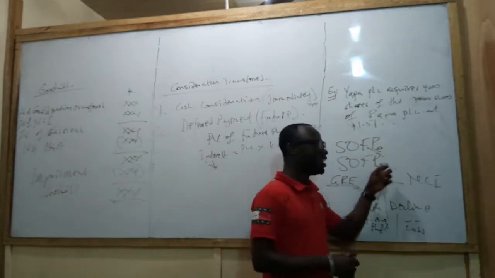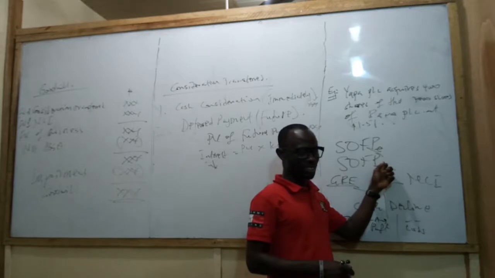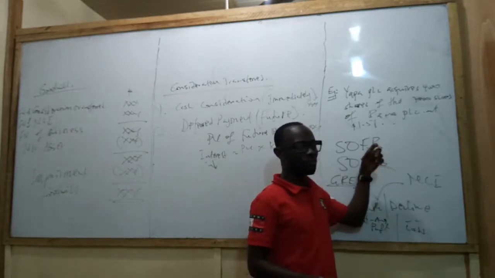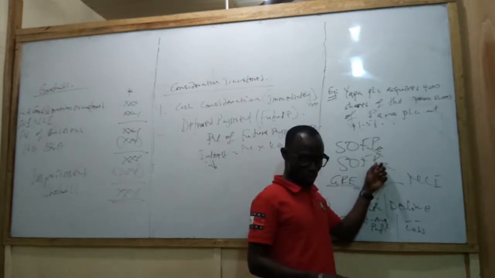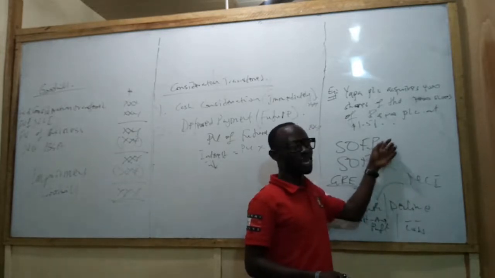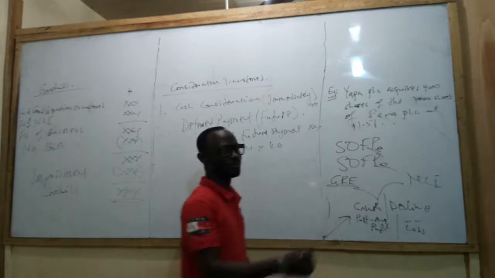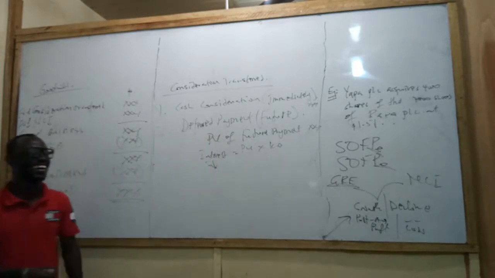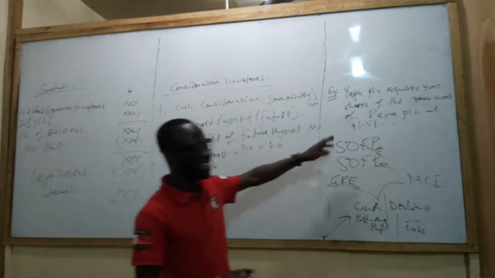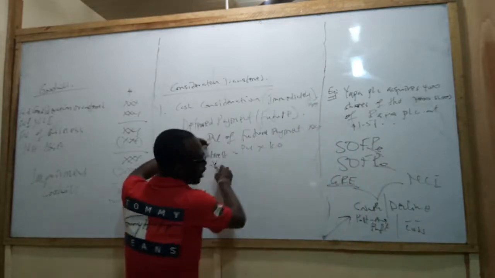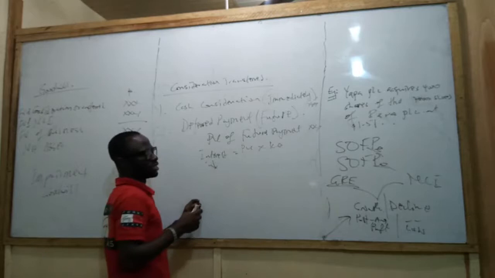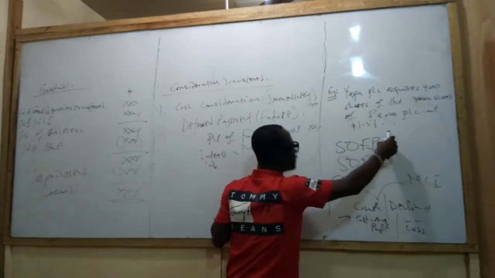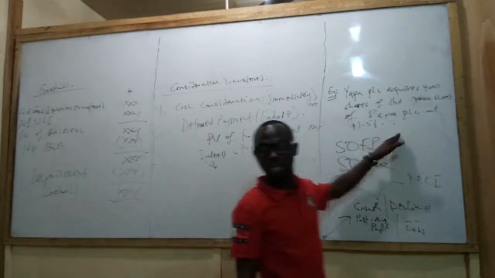The statement of financial performance is the income statement, and the statement of financial position is the balance sheet. So that is it about that. Are you getting it? So the interest, if you are doing the balance sheet, you subtract it from group retained earnings. But if you are doing the income statement, you add it to what? Expenses.